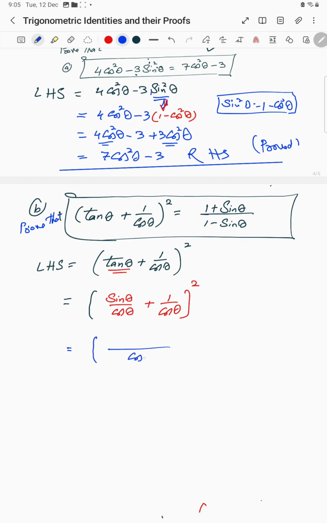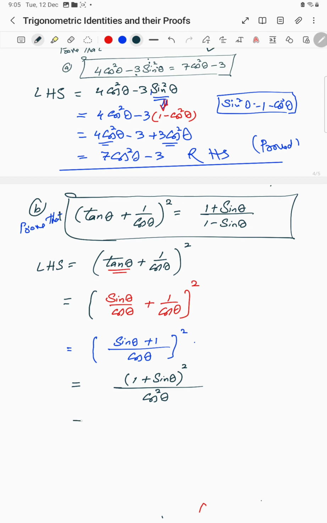Cos theta becomes the LCM, and in the numerator we have (sine theta plus 1) whole square. Okay, now distribute the power with numerator and denominator. In the numerator, 1 plus sine theta. Sine theta plus 1 is the same as 1 plus sine theta, because my result on the right hand side is 1 plus sine theta, so I just wrote it in that form. It doesn't affect, and cos square theta.